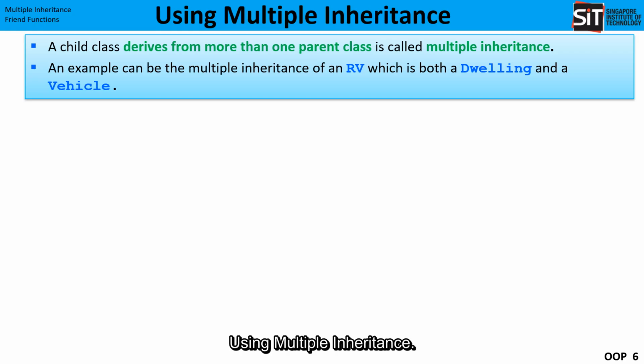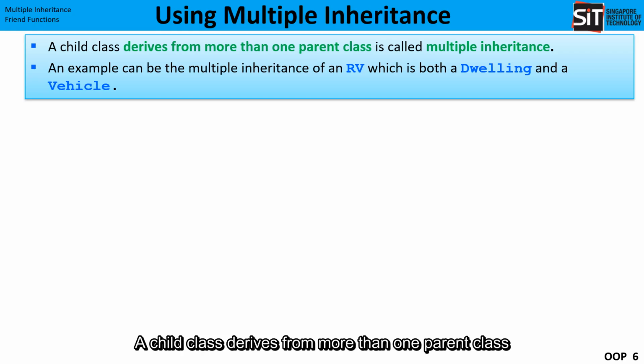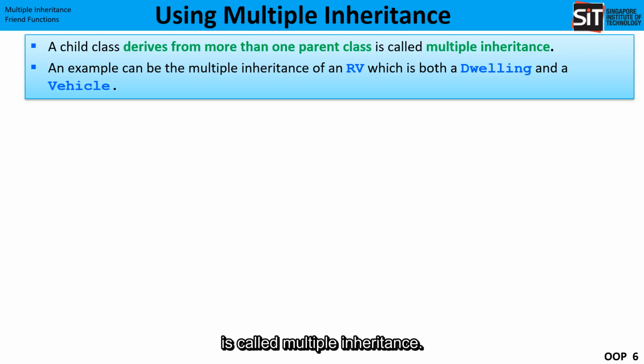Using multiple inheritance, a child class derived from more than one parent class is called multiple inheritance. An example can be the multiple inheritance of an RV, which is both a dwelling and a vehicle. For example, suppose you work for a financial service company and have already developed two classes of objects on which you make loans. The classes are named vehicle and dwelling.